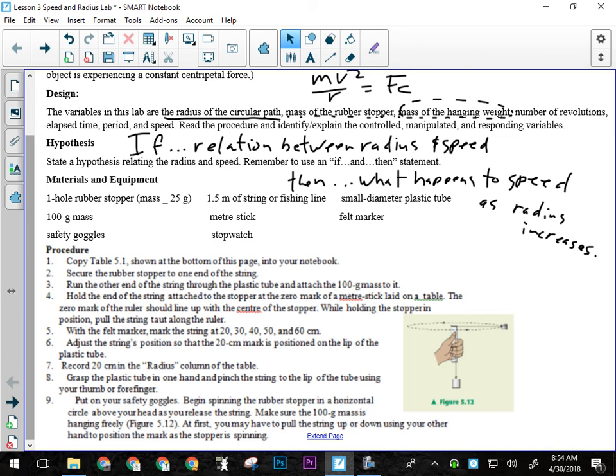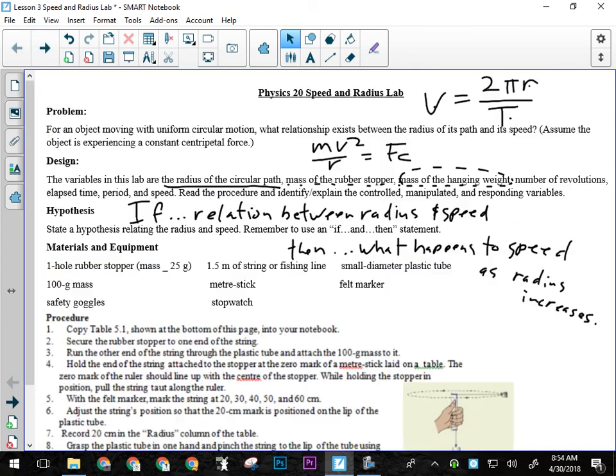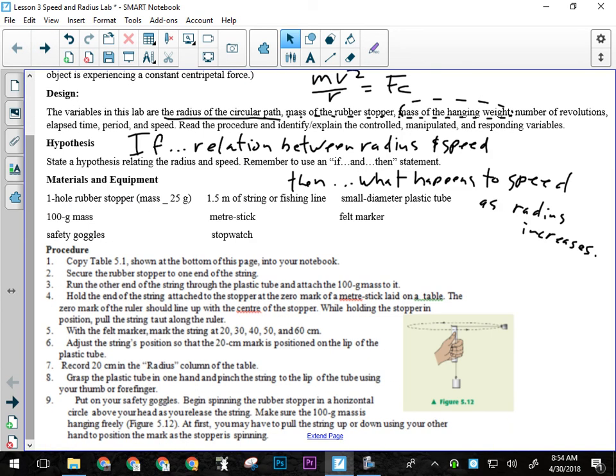So it says here, put on your safety goggles. We don't have all of the instructions on there. Oh, there they are. They're not all in there, but that's okay.